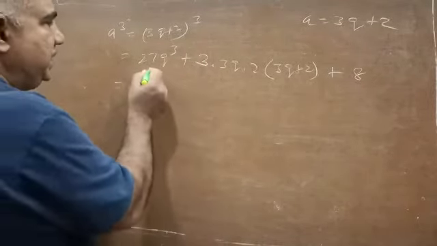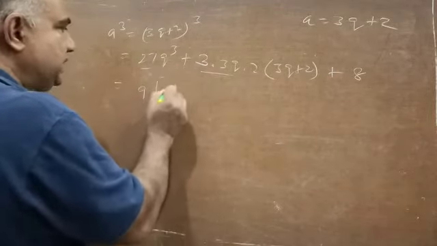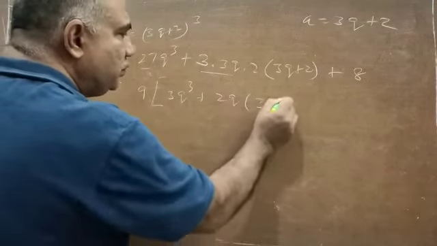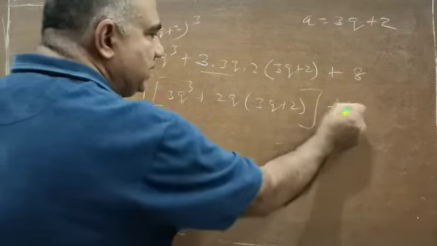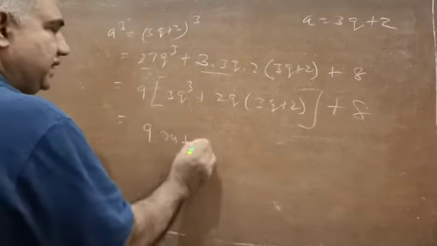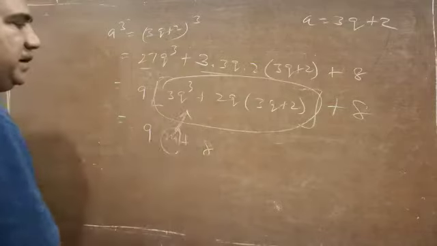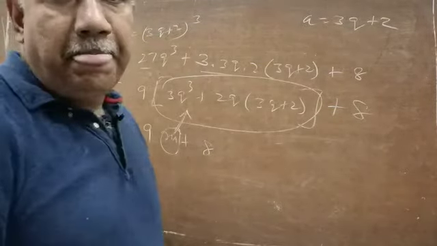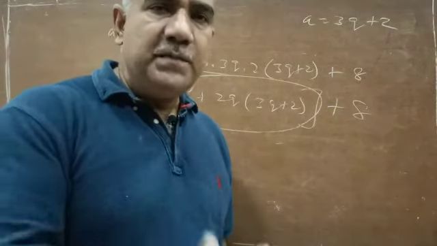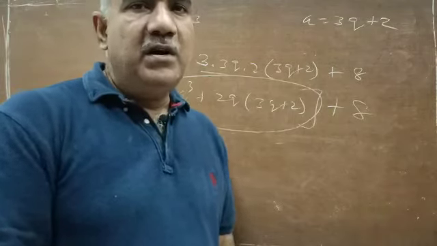So now you can see 9 can be taken out as common from these two. If I take out 9 as common, this is 3q cube plus 2q into 3q plus 2 bracket close and plus 8. Now this can definitely be written as 9m plus 8, where m is this whole quantity. So we have seen it. A positive integer can be chosen in such a way that cube of that can be written in the form of 9m, 9m plus 1 or 9m plus 8.